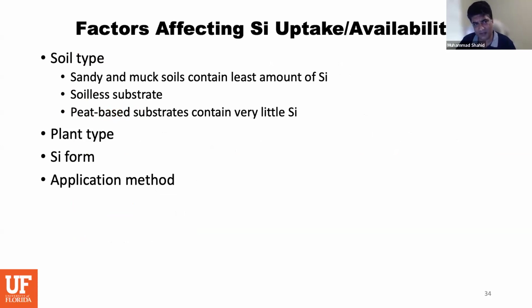Its uptake depends upon the soil type and plant type, the form of silicon, solid or liquid, and the application method. And most important, I will say the plant type is very critical in the case of silicon. The reason is that regarding silicon, there are two types of plant groups. We call them silicon accumulators and silicon non-accumulators.